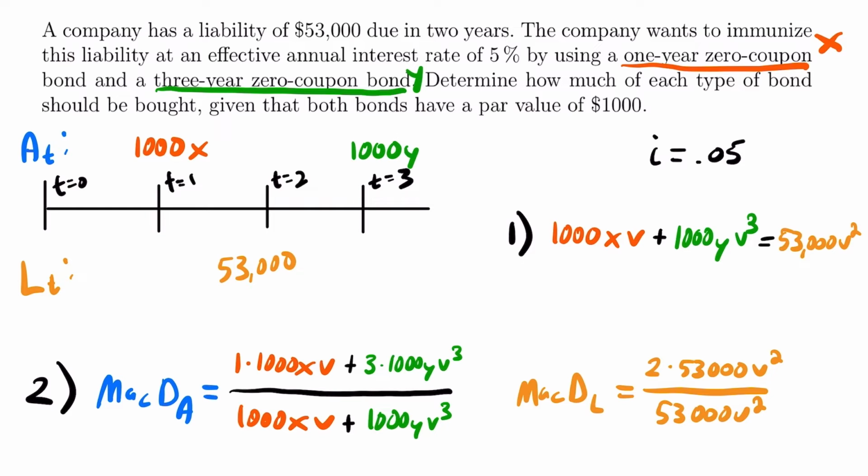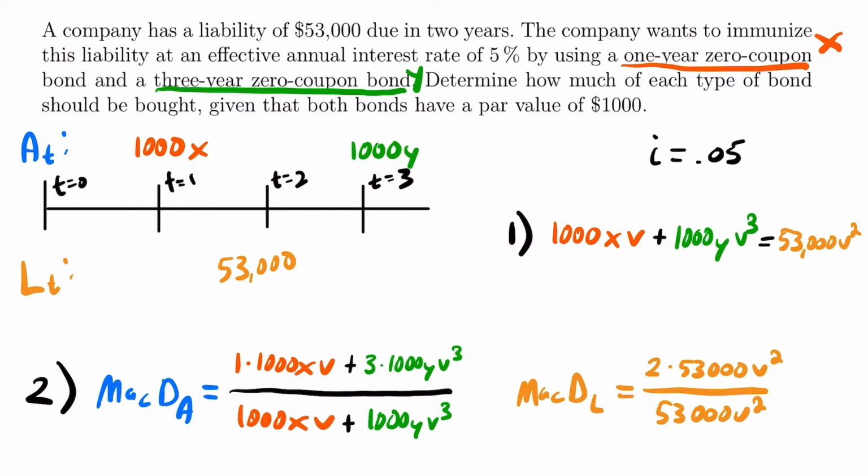Okay, now what the second condition for immunization tells us, and this is for both Redington and full immunization, is that the Macaulay duration of the assets needs to be equal to the Macaulay duration of the liabilities. And so we can set these two expressions equal to each other, but notice that we already set the present values equal to each other, which is what we would be doing in the denominator here of these two expressions. So we don't need to do that again. That would be a little bit redundant and unnecessary. And so really all we have to do to create a second equation to work with here is to set the numerators equal to each other.